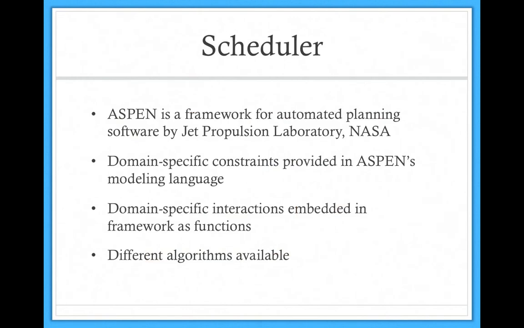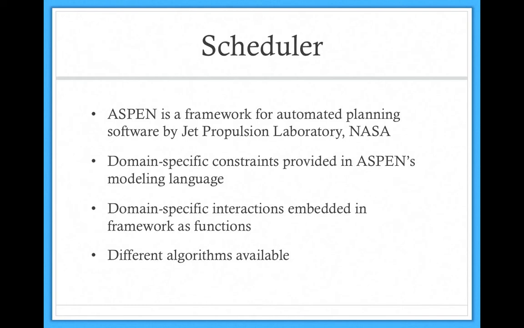Aspen is a framework for automated planning by JPL. The scheduler component from the previous slides is a customization of Aspen for Rosetta. The customization includes reading all input data into Aspen using Aspen's modeling language, and it also includes using the helper functions described in previous slides.